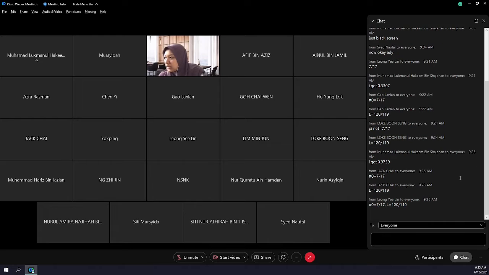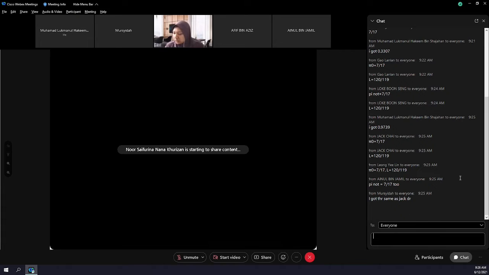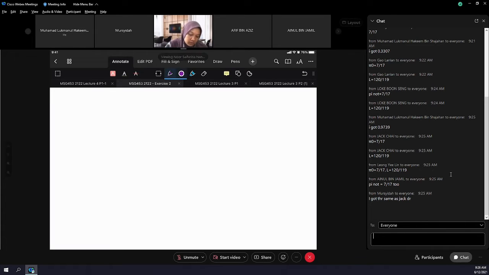Okay, so Jack gets pi naught equals 7 over 17, L equals 120 over 119. Same with Yilin. Okay, so for the new system, we have M/M/2/Q. So this is M/M/C.